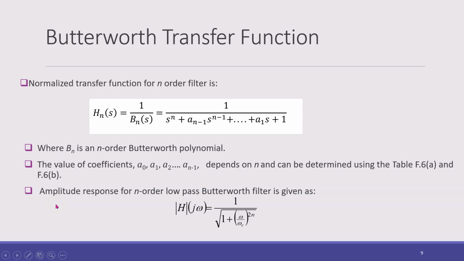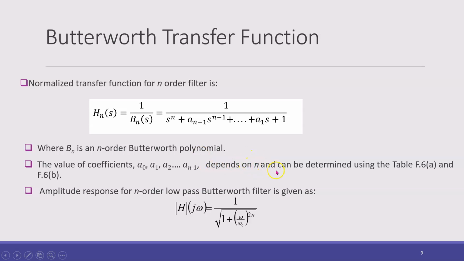Now we move to how to design the Butterworth transfer function. A normalized transfer function of Butterworth for an n order filter is given as H normalized, which refers to the transfer function, equal to 1 divided by Bn(s). Bn here is represented by s to the power of n, so n depends on the order. If it is a second order filter, this is s squared plus a(n-1) s^(n-1) and so on, until a1 s plus 1. So Bn here is the n order Butterworth polynomial, and the values of the coefficients a1, a2, up until a(n-1) depend on n.